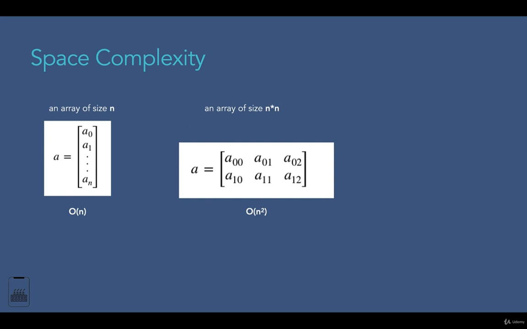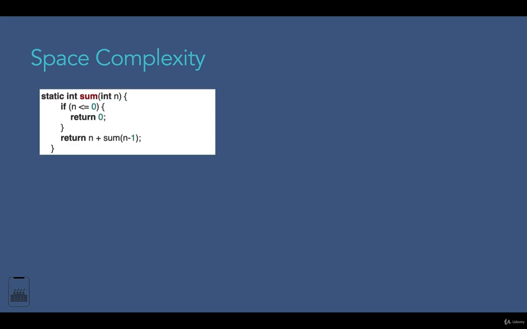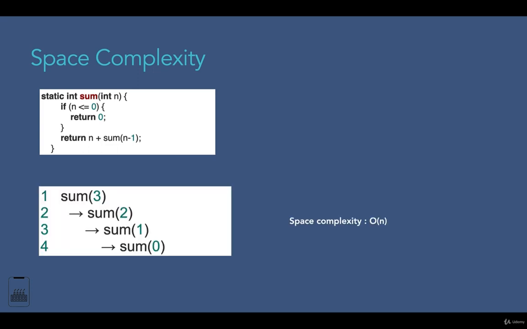So let's look at the following example. Here we have a block of code which is summing up the numbers from a given number down to 0 by calling itself recursively. Methods like this, which call themselves recursively, count in the stack memory. Each call adds a level to the stack, and each call that is added to the stack takes actual space in the memory. This means we need O(n) memory for this block of code.